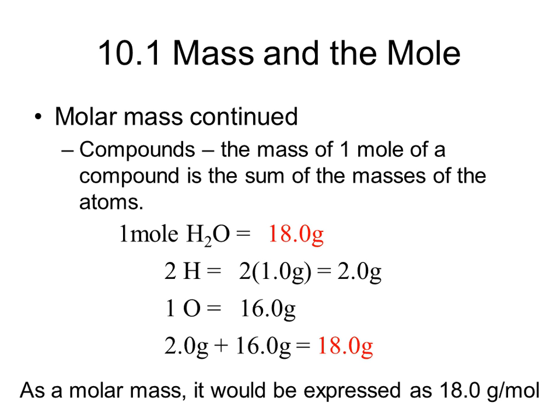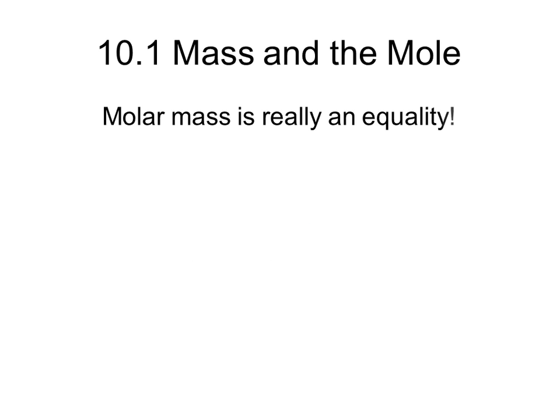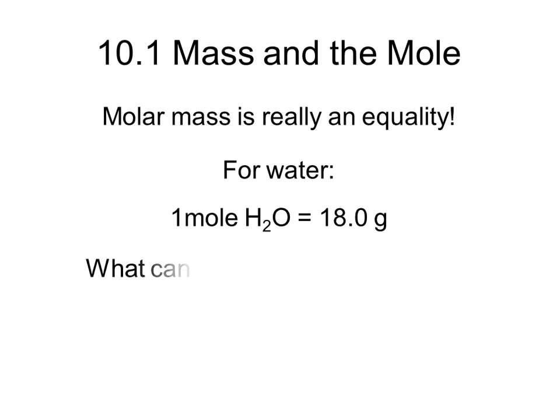So this is a complex unit, just like we saw last chapter. So as molar mass, it would be expressed as 18.0 grams per mole. So in your homework, whenever you're finding molar mass, put grams per mole, or you're going to lose a half a point on every single unit where it's supposed to be grams per mole when you're writing molar masses. Now, since molar mass is a complex unit, remember it's really an equality.